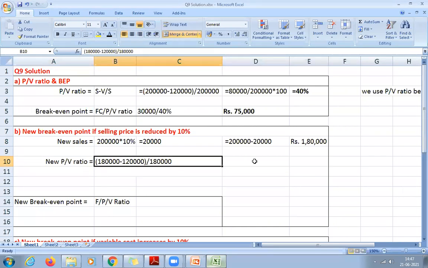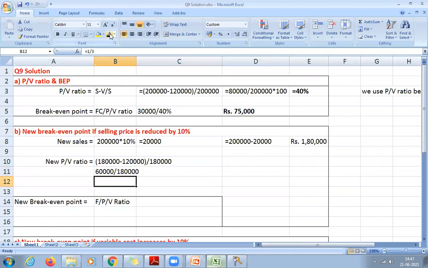That is 60,000 divided by 1,80,000. How much you'll get? 1 by 3 you'll get. So what's the percentage? 33.33, you'll get recurring threes. Okay. So now we got PV ratio.